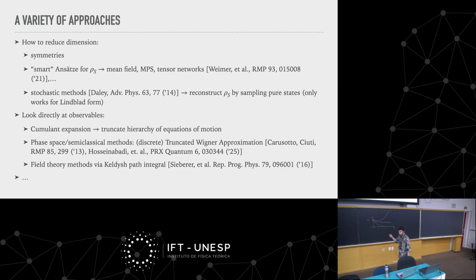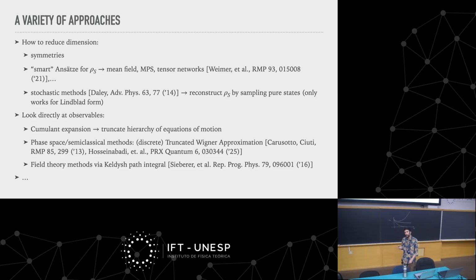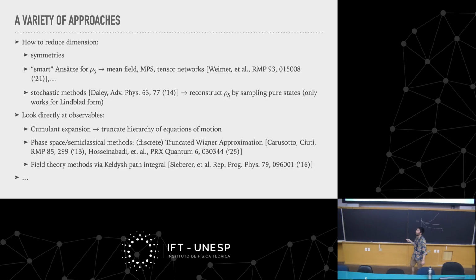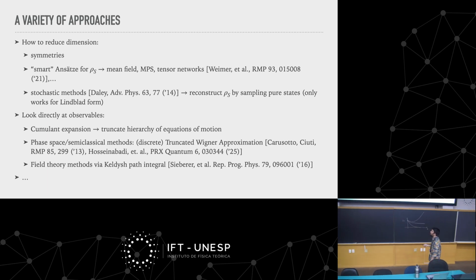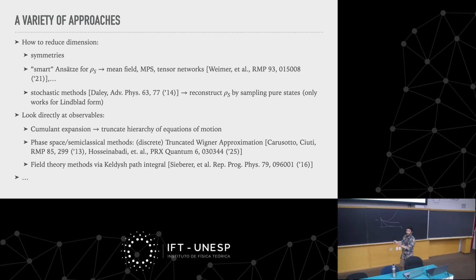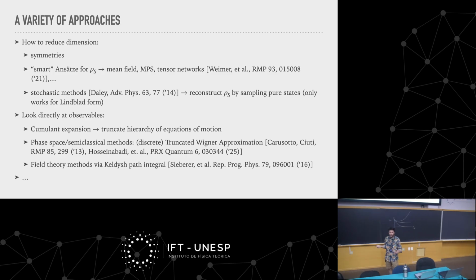So how to work around this? One set of approaches could be said to just reduce the number of variables. So use symmetries or maybe the sparseness of the matrices to reduce the number of dimensions, or maybe you can have some smart ansatz for the density matrix so that you restrict the dynamics on some manifold that you can control. Simplest is probably mean field, so everything is factorized between the components of the system. Then there's matrix product states, tensor networks, very fancy stuff.